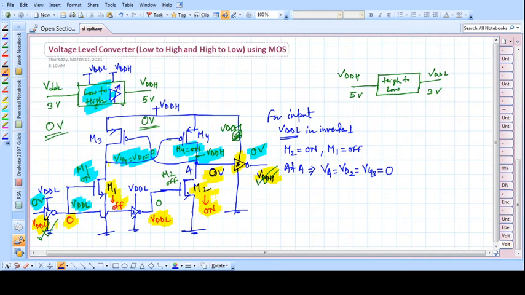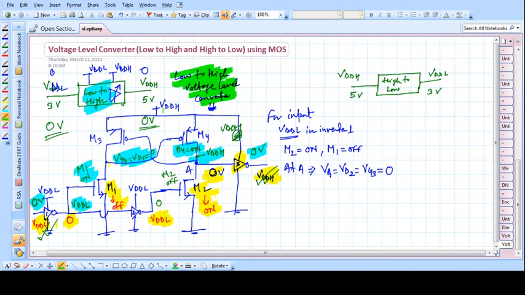So the symbol may be like that. We can say this one is some symbol. When VDDL, it should be VDDH, and when 0, output will be 0. So this one is the low to high voltage level converter. This one is the circuit. So this one is the low to high voltage level converter.